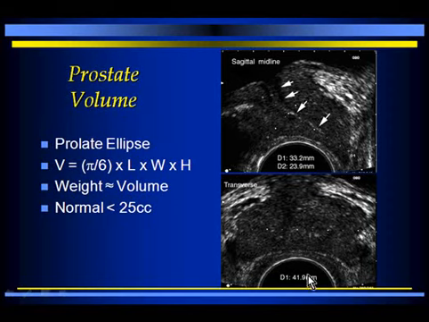Take those three numbers, multiply them by pi/6, as we saw before. For doing bladder volume, we use the same formula for the prolate ellipse to get the prostate volume. The weight of the prostate in grams is very similar to the volume of the prostate in ml, because the specific gravity of the prostate is basically 1 gram per cc. The normal prostate should be less than 25 cc's or 25 grams in size.